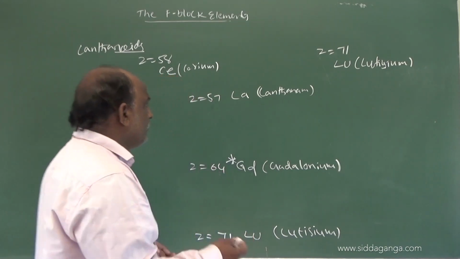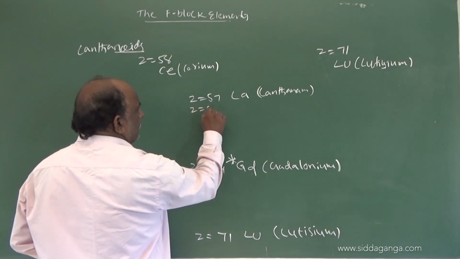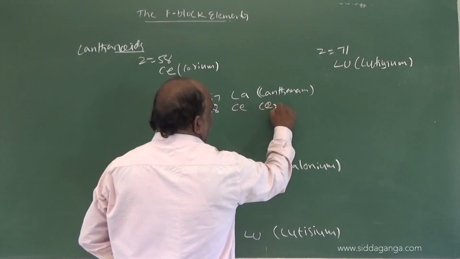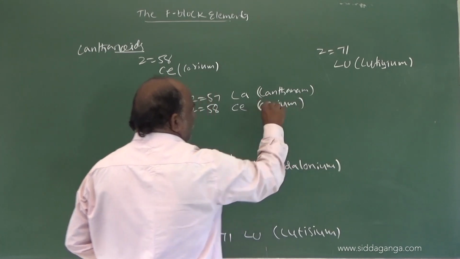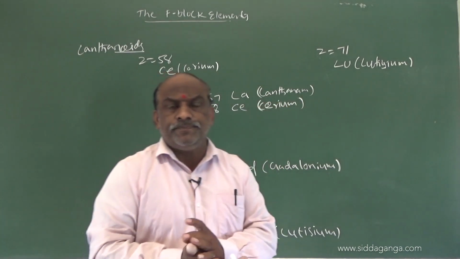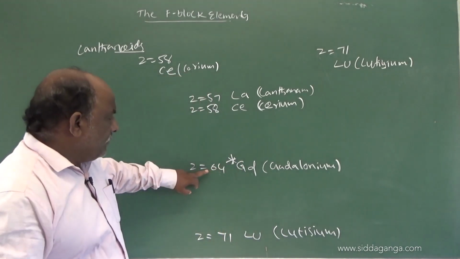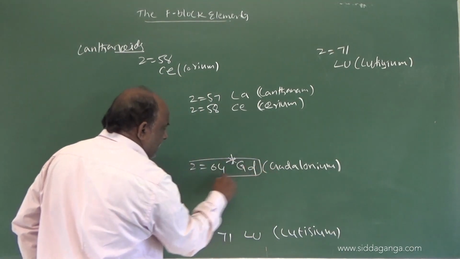57 is lanthanum. Next, going to 58, 58 is cerium. Atomic number 58 is cerium. And after that, you mark this one. This one is very, very important: gadolinium.